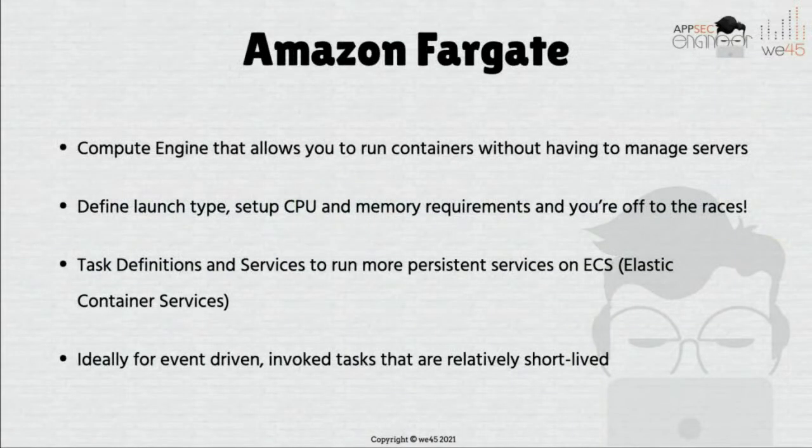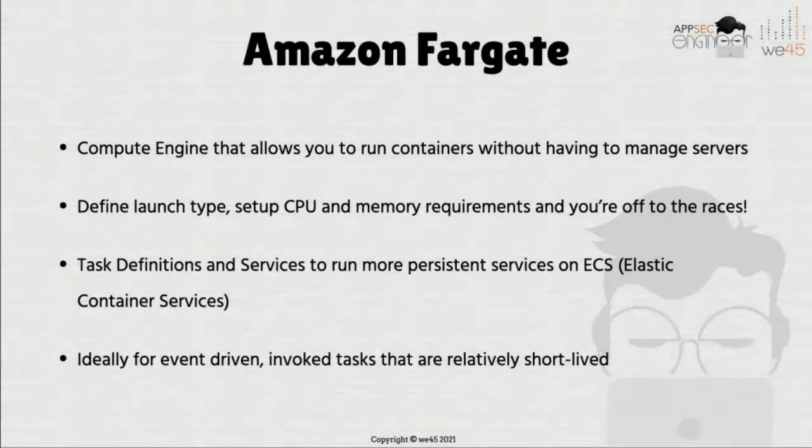So the next one which I want to talk about, and we tend to use it a lot, is Amazon Fargate. Amazon Fargate is essentially a compute engine that allows you to run containers without having to manage your servers. Typically, you define how much CPU and memory you need, you define the launch type, and that's pretty much it. You just tell it what container or Docker image you want it to run, and it's going to be responsible for running it and executing the task for you.